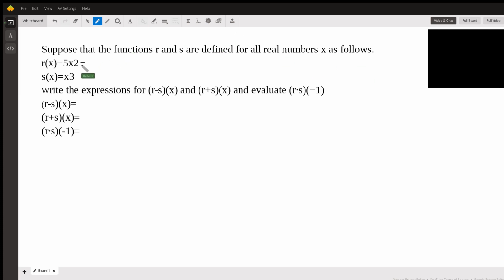Okay, so let's try again. So I just want to rewrite r of x. So this is 5x squared, just so you know, this is not the part that's confusing. This is x cubed. The part that's confusing is the notation down here. So r minus s of x is r of x minus s of x. That's all it is. It's just subtraction. This one's addition.